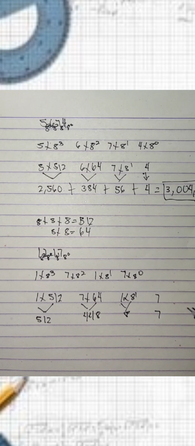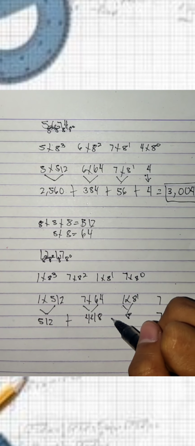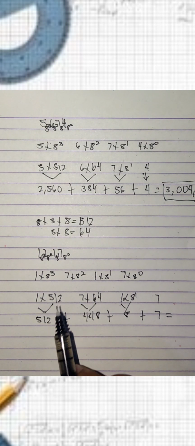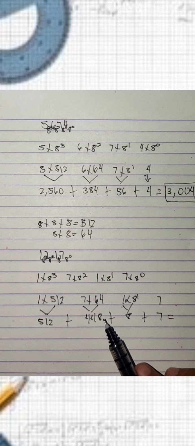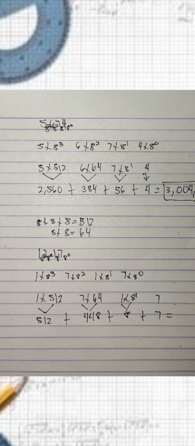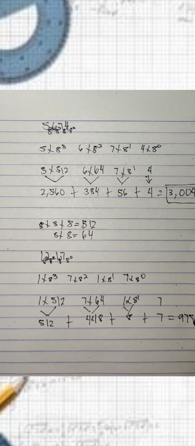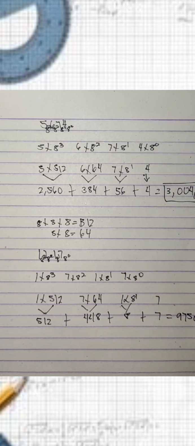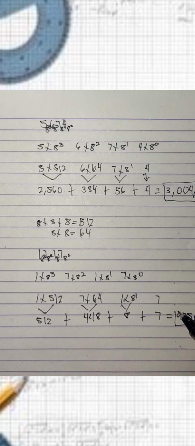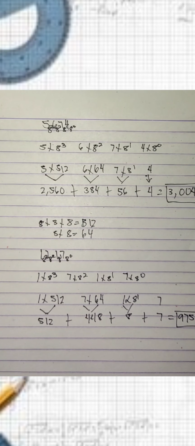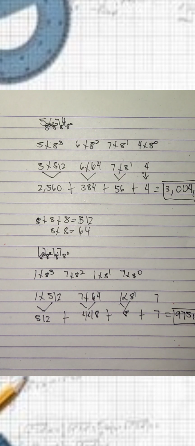Bring down 7. So, ipagpo-plus lang natin ulit siya para makuha natin ang decimal. So, 512 plus 448 plus 8 plus 7 is equals to 975. Pag na-convert na natin siya sa decimal, huwag natin kakalimutan yung 10. Ito na siya into decimal. So, next tayo.